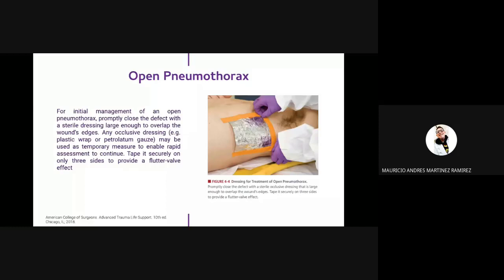Taping all 4 edges of the dressing can cause air to accumulate in the thoracic cavity, resulting in a tension pneumothorax unless a chest tube is in place. We must place a chest tube remote from the wound as soon as possible, and subsequent definitive surgical closure of the wound is frequently required.